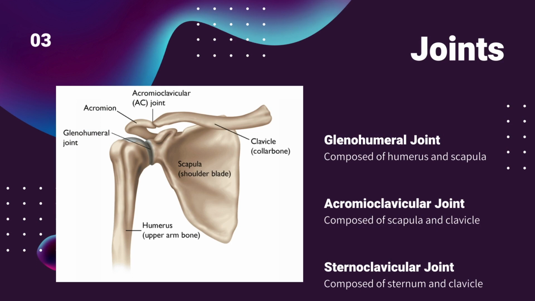So for joints, the shoulder joint itself is the glenohumeral joint, which is made up of the humerus and the scapula. But along with the shoulder, you have the AC joint or the acromioclavicular joint, which is made up of the scapula and the clavicle. And then you also have the sternoclavicular joint, which is composed of the sternum and the clavicle. Not quite pictured here, but it is right on the other end of the clavicle in that picture.